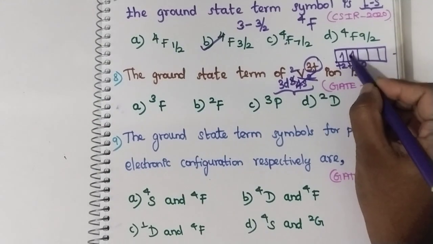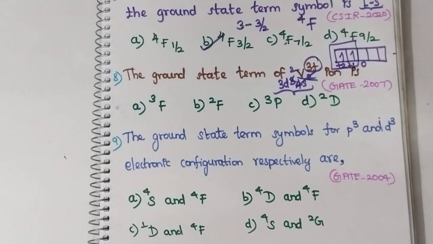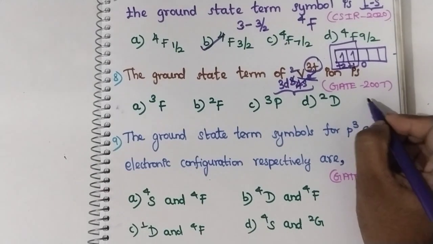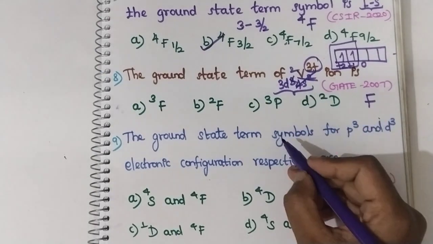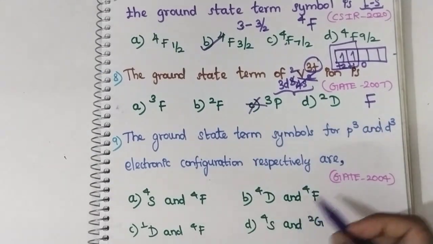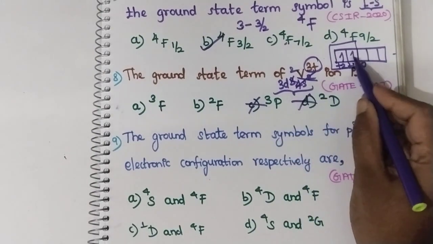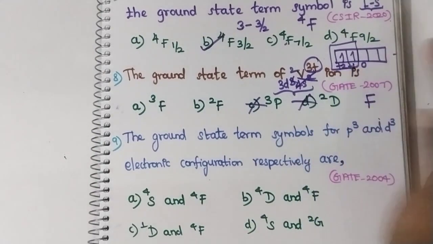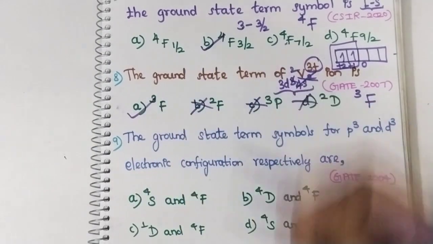So D2 means again, see here, you have to add these values. Plus 2 plus 1, it is 3, right? 3. So 3 means it is F. Okay, F. Now you can cancel these two options, right? So it is F. You have 2 electrons. 1 electron, it is half. 2 electrons means it is 1, right? S value is 1. 2S plus 1 value will be 3. So F3. Hence, this is the right option.